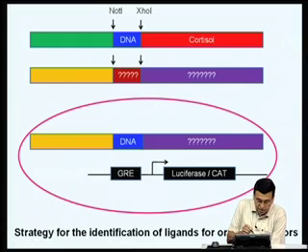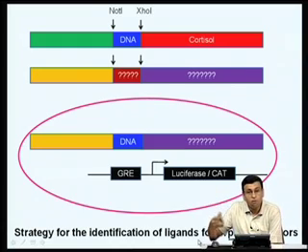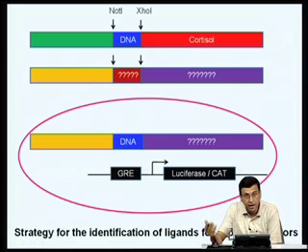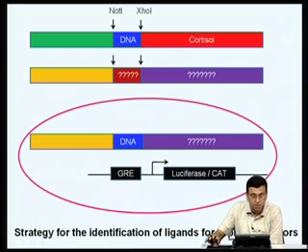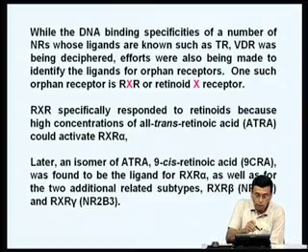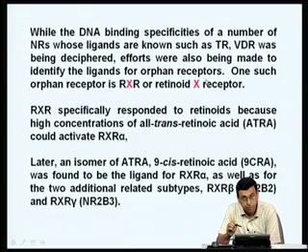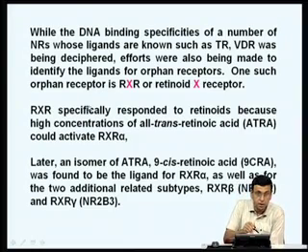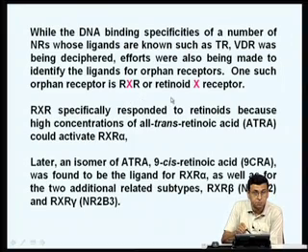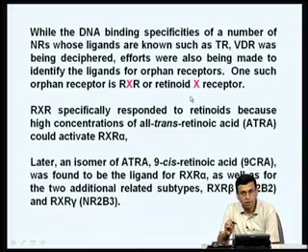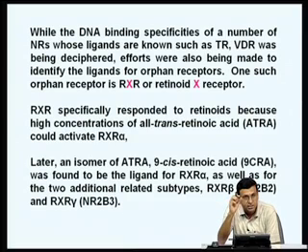So, this became the common strategy for the identification of ligands for a number of orphan receptors, for which we do not know what is the ligand, nor do we know what kind of sequences these receptors bind. So, while the DNA binding specificity of a number of nuclear receptors whose ligands are known, such as TR or VDR, was deciphered, efforts were also being made to identify ligands of orphan receptors. One such orphan receptor, which later was identified as Retinoid X receptor, is a very important discovery. Of the number of orphan receptors that were available, one of the receptors was soon identified as Retinoid X receptor. Now, what is this X?